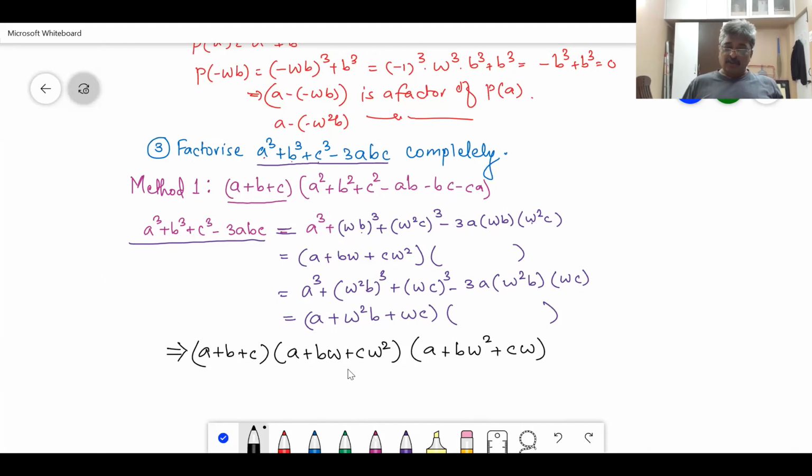So instead of these two, we may have another two where b is not having any omega or omega square, and maybe we have two more where c is not having any omega or omega square. So are there really 1 plus 6 factors, or are there 3 factors only? They will be the same. That is a very good question that he has asked. Otherwise, I would have asked you that question.